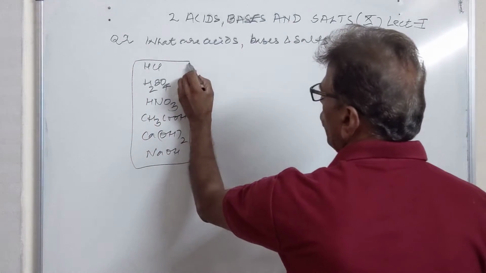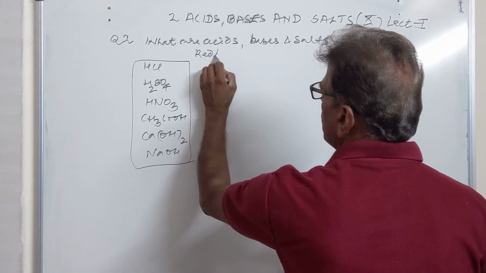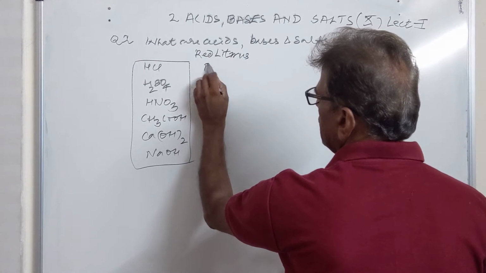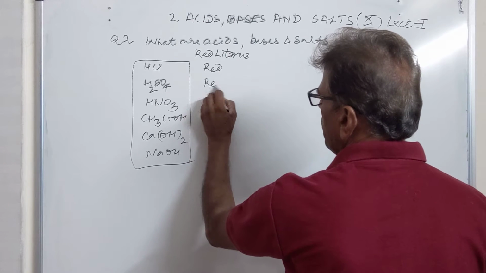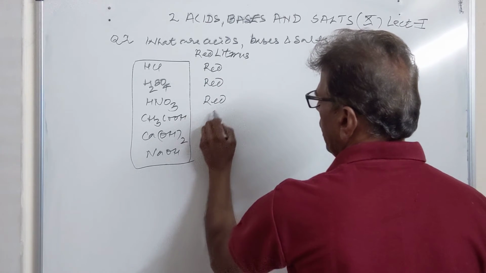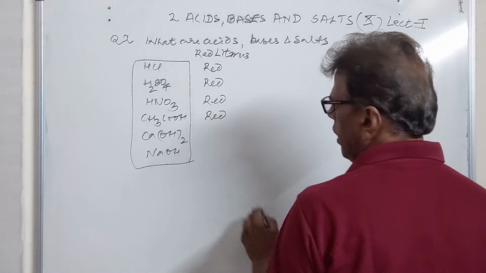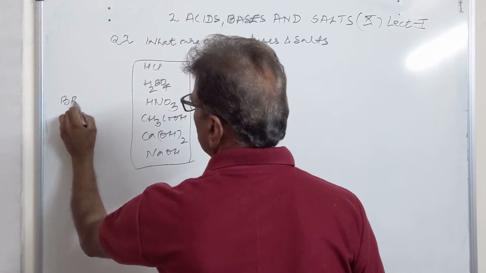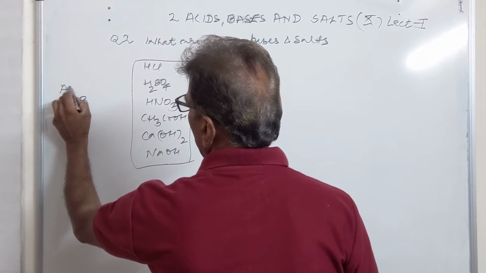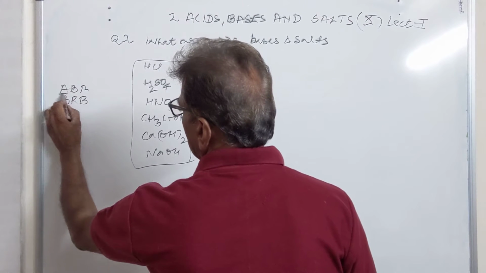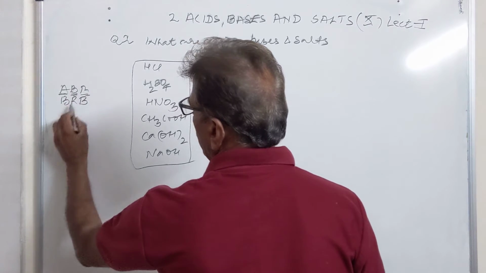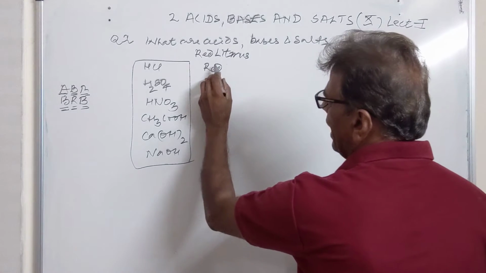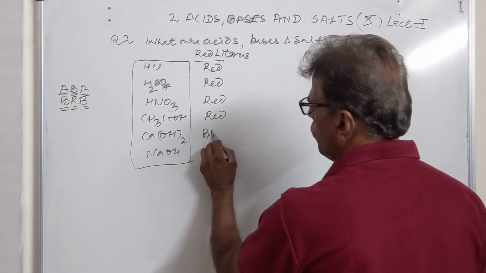What will be the action of these compounds on red litmus? Red litmus does not show any change with acids. It will remain red, and moreover its red color will become darkened. But with these bases, you keep in mind BRB and ABR. Acidic substances turn blue litmus into red, basic substances turn red litmus into blue. So now this red litmus will be changed to blue.